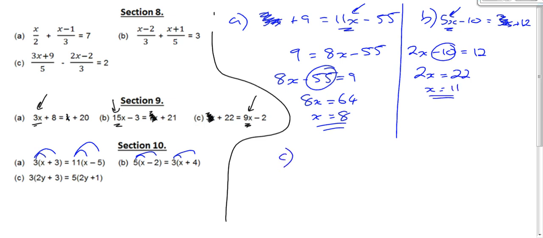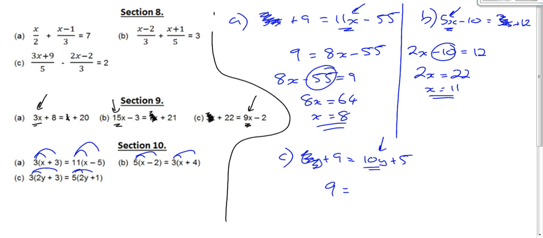And then final question. Well done if you got this far. You do 3 lots of 2y, 3 lots of 3. So that's going to be 6y plus 9. If I do it on the other side of the equals, I've got 5 lots of 2y and then 5 lots of 1. That's going to be 10y plus 5. I've got most y's on this side, so I'm going to get rid of these 6 y's. I'm going to get rid of 6 of these.